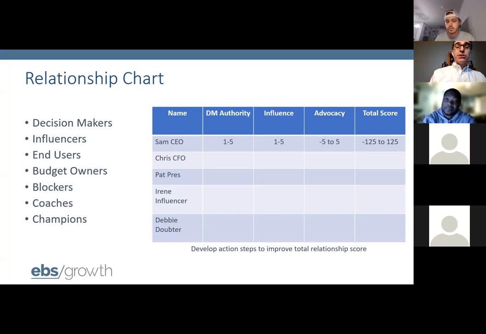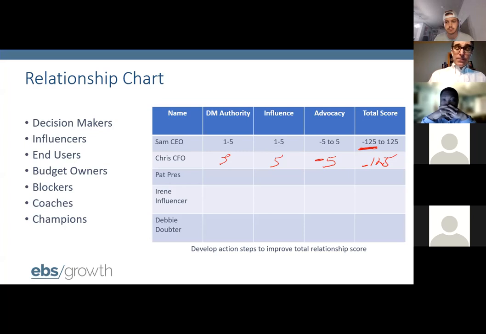If I look at their decision-making authority, and then influence, and then advocacy, how much do they like us? It's a multiplication problem, not an addition problem. So I can have a negative 125 relationship. If it's a 5 decision-making authority and a 5 influence, and they hate us, that's a negative 125. What's the likelihood of you winning that deal? Not good, right? So I would chuck that one to the curb.